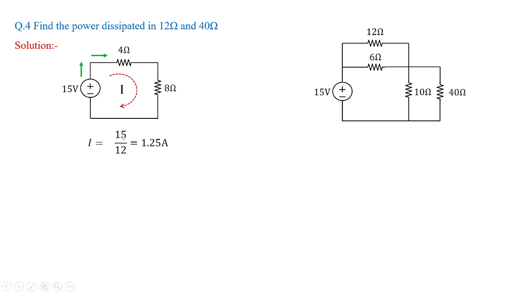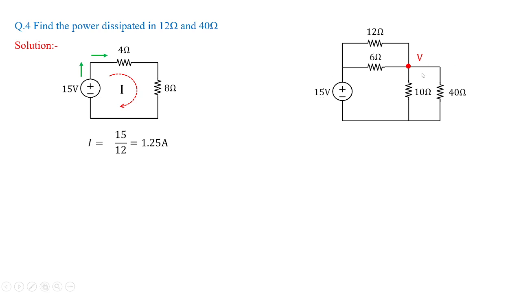Okay, but our intention is to calculate the power dissipated in 12 ohms and 40 ohms. For that, apart from this mesh analysis approach, let us go for the node analysis approach, where the unknown voltage is V over this particular node. You can see over here the known voltage is 15 volts.